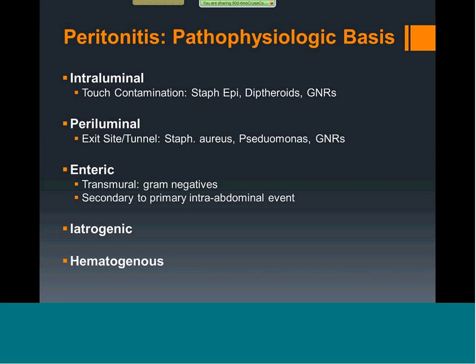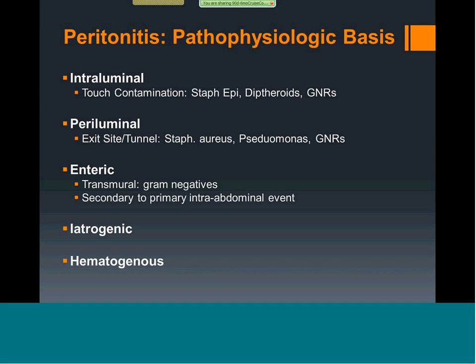A third of infections are enteric, which is thought to be due to movement of bacteria from inside the intestines into the peritoneal cavity, classically with gram-negative infections. You can also have it secondary to a pre-existing intra-abdominal event, such as cholecystitis, appendicitis, or diverticulitis, that causes contamination of the peritoneal fluid and then a peritoneal infection.